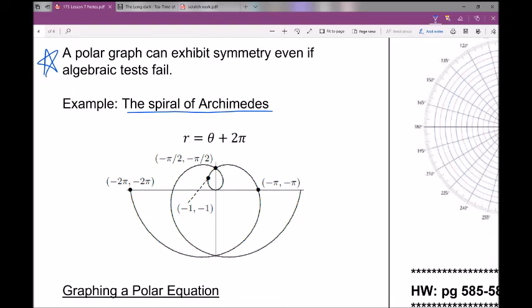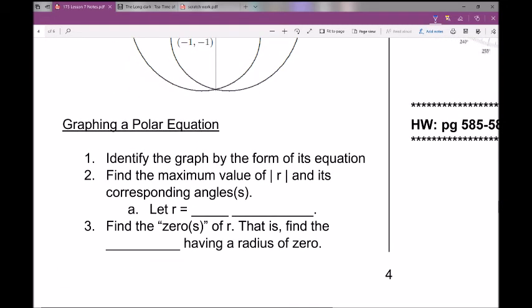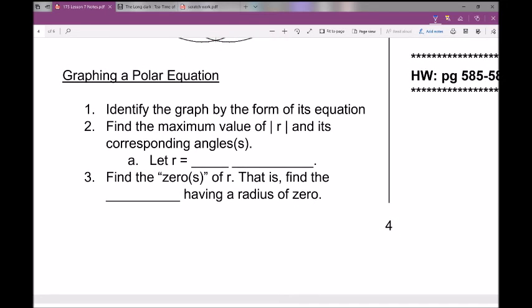So now we're going to go and graph some polar equations. And so I've just put some steps in here for you, as you're getting started, just to help you remember what to do. So the first thing you always want to do is figure out what graph you're talking about. The way you do that is look at the equation and match it to one of the forms of the equations we just went over earlier in this video.